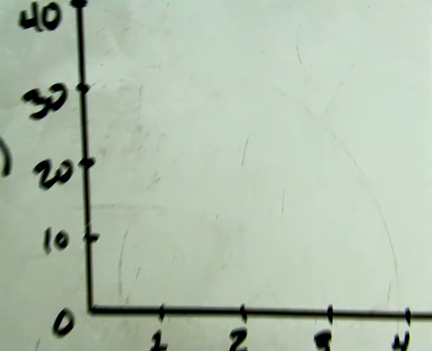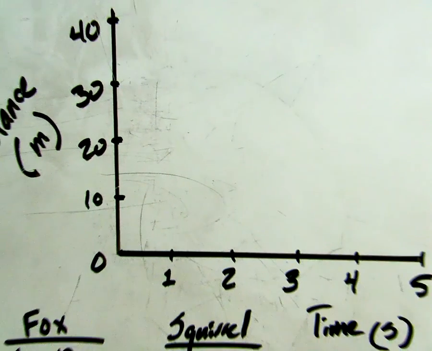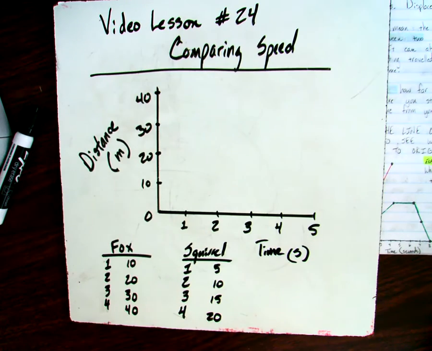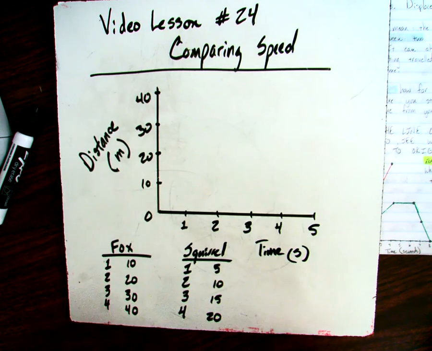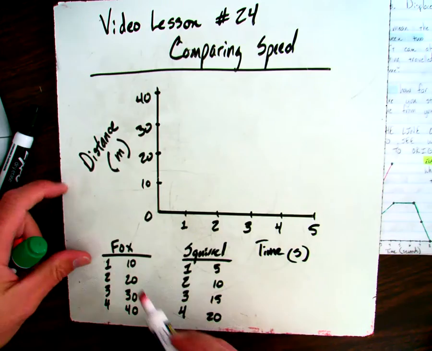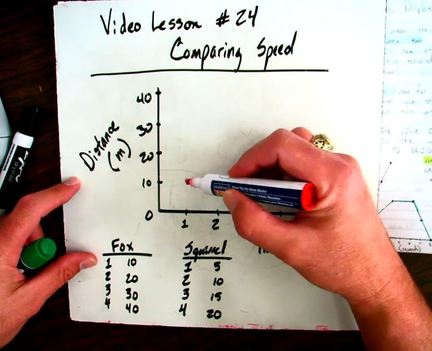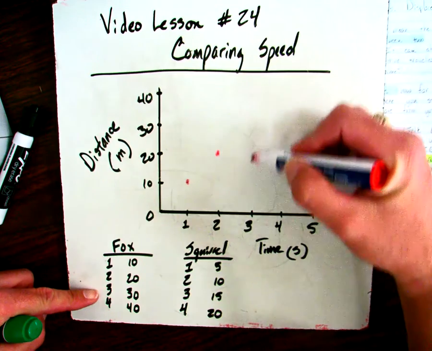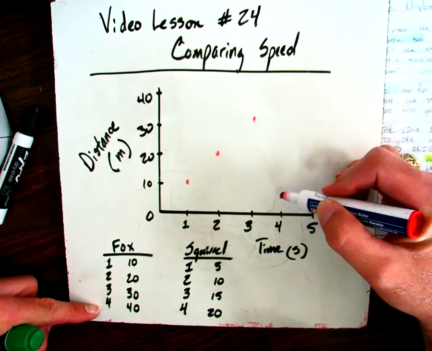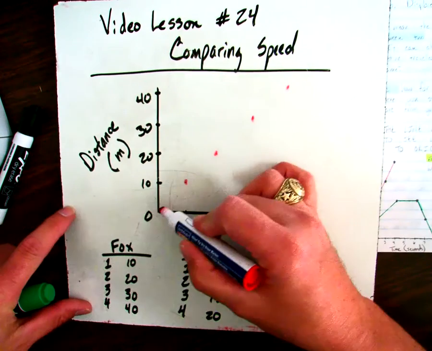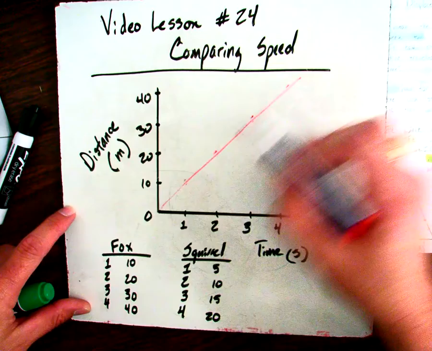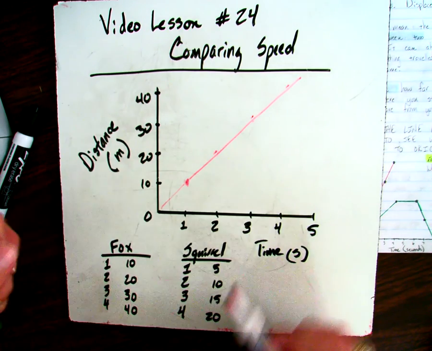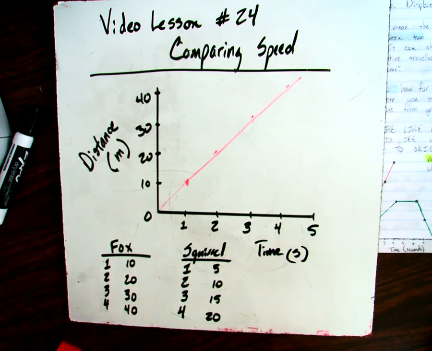So real fast, what I'd like to do is an example, and I've already made up some data points for this, so we'll do this as quickly as possible. If we take our fox, and our fox is going to be in red, we'll go 1 and 10. Then our next data point is 2 and 20, and then 3 and 30, and then 4 and 40. So if we plot our line for our fox, we know that we are looking at a straight line that's angled like the red here.